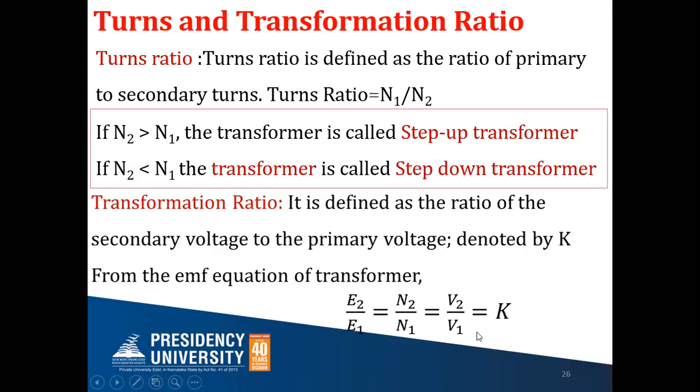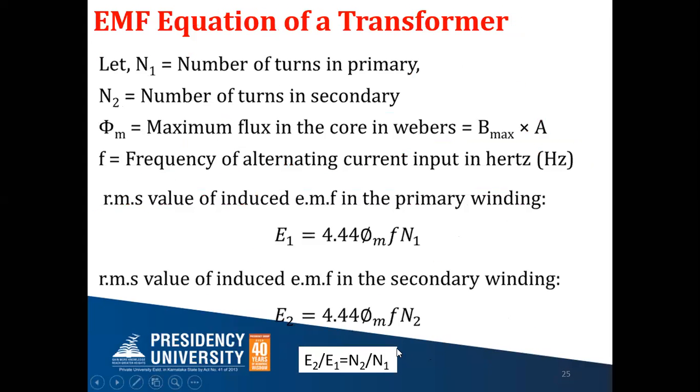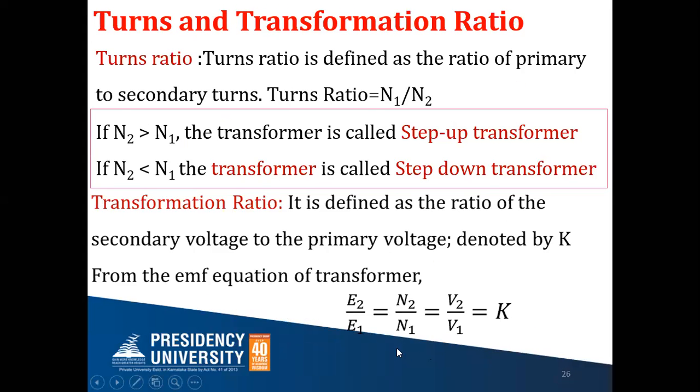So just keep in mind K is a constant that is equal to E2 by E1, or N2 by N1, or V2 by V1. How are we getting this from the EMF equation? By just dividing these two, you will get a new ratio. It's called the transformation ratio, denoted by the letter K. Small k. So K is equal to E2 by E1 is equal to N2 by N1 is equal to V2 by V1.